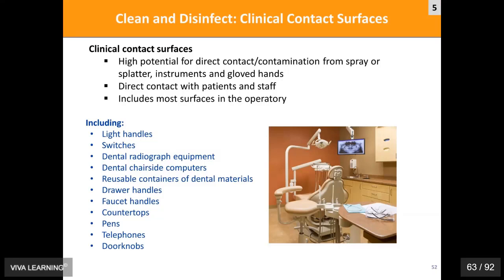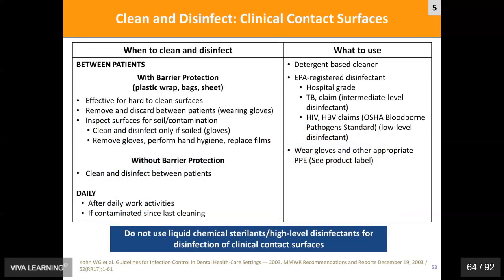If you take off your gloves before you grab a countertop or a drawer handle, or you grab a pen or a telephone, then it's not a clinical contact surface anymore, and you don't have to put an intermediate level disinfectant on it. I always say one of the best things in infection control is just having a couple sets of sterile cotton forceps on every setup. So if you have to grab something, you can grab it with that, or just taking off your gloves, not touching stuff in the operatory. Let's eliminate clinical contact surfaces.